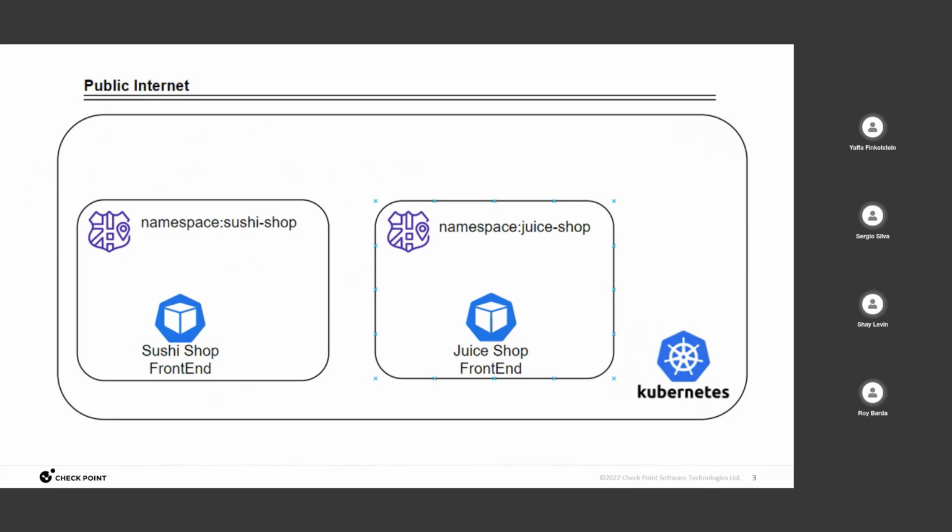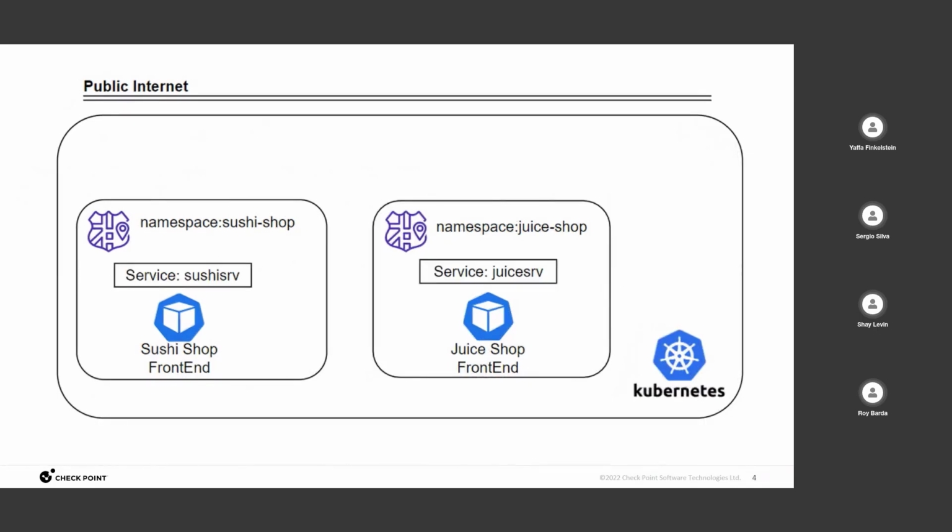The use case here is a company in the food industry, and they currently have two online shops. In one of them you can order juices, and in the other one you can order sushi. And I decided to separate the application into two namespaces. One is a sushi shop, and the other one is the juice shop.